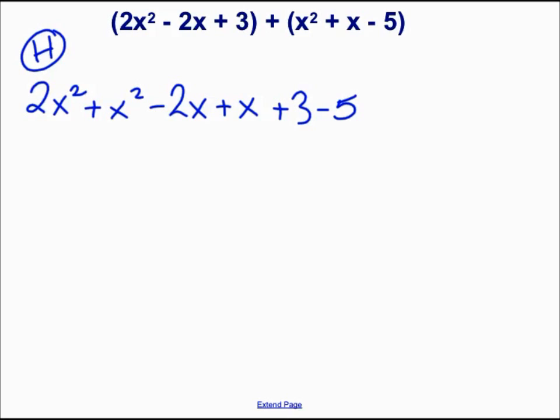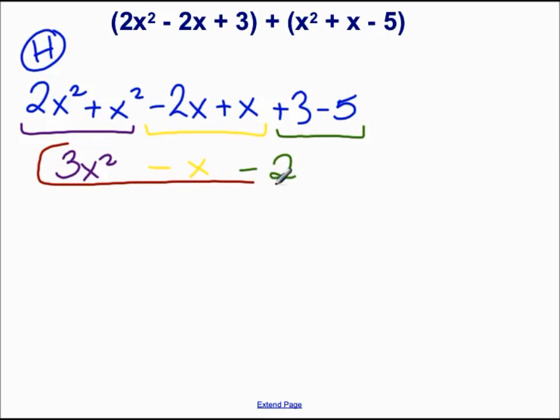So now all we have to do is combine the like terms. So we have this 2x squared plus x squared will be 3x squared. We have the minus 2x plus x, which will be minus x. And we have the plus 3 minus 5, which will be minus 2. Okay, so that is our answer.